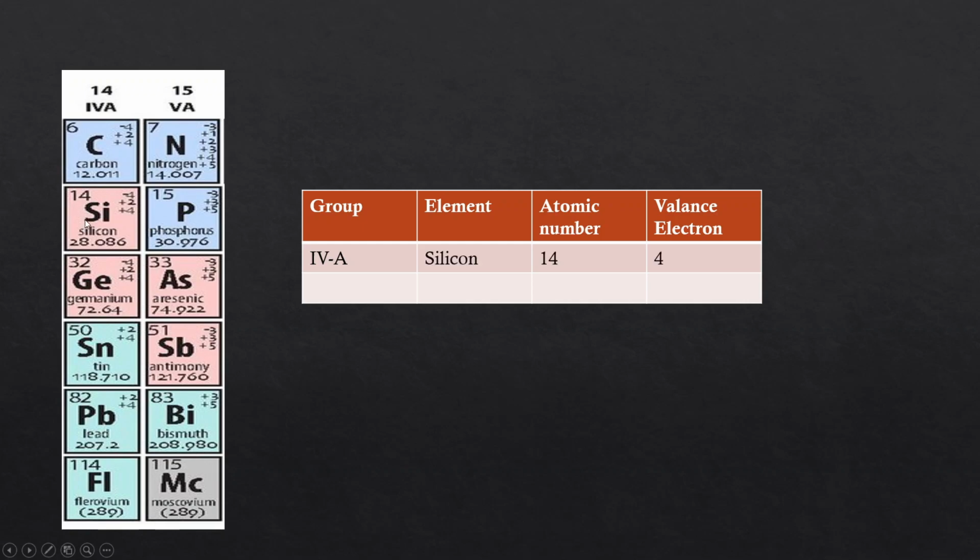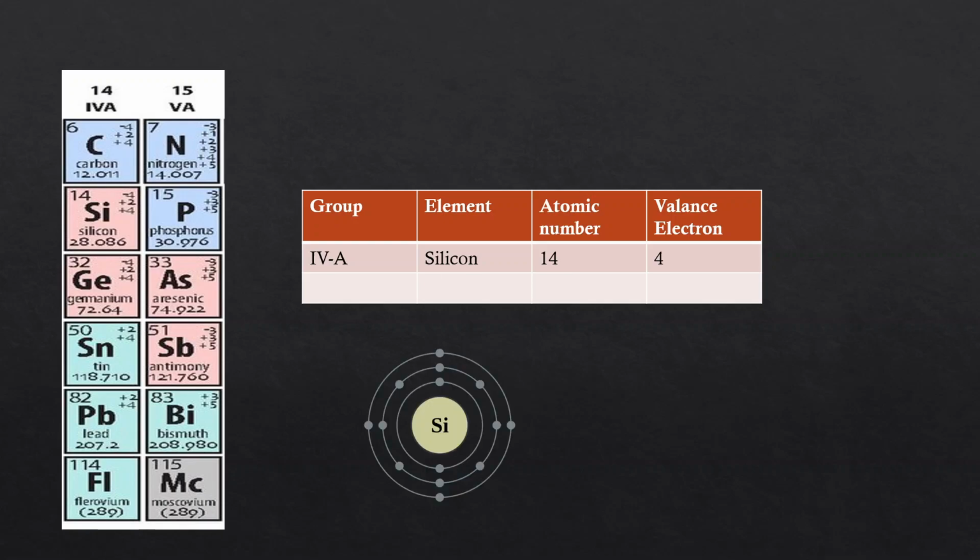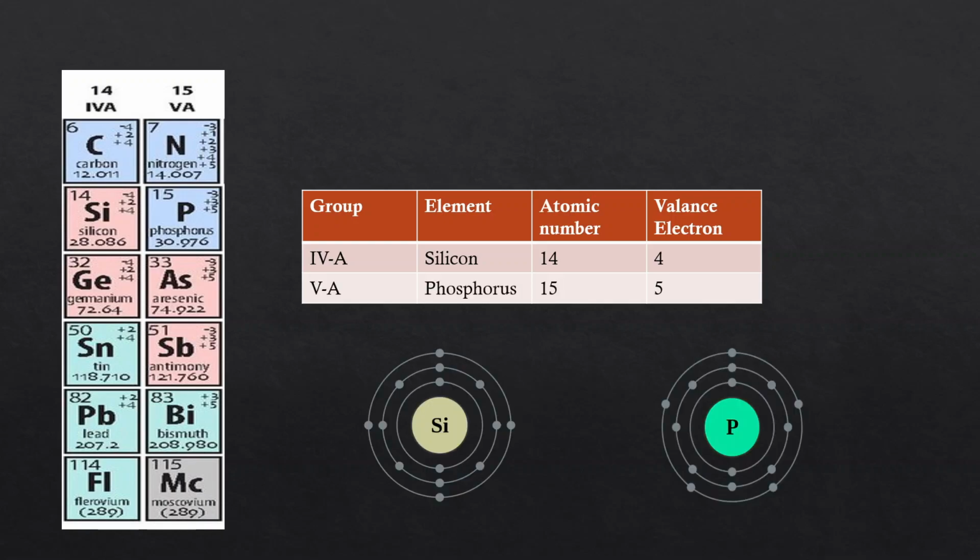The atomic number of silicon is 14 and its valence electrons are 4, so it has 4 electrons in its last shell, the last orbit. If we talk about phosphorus, it has atomic number 15 and the valence electrons, which means that in the last orbit it has 5 electrons, and the valency is 3. If you count here, 1 2 3 4 5, so 5 electrons in the last shell, and it has a valency of 3. So how do we know that it has a valency of 3?